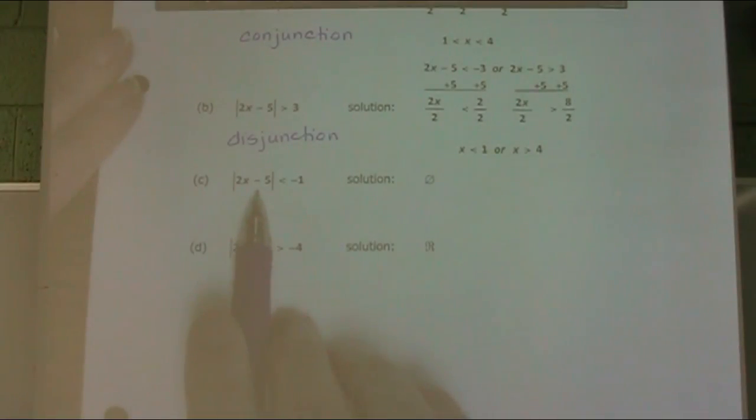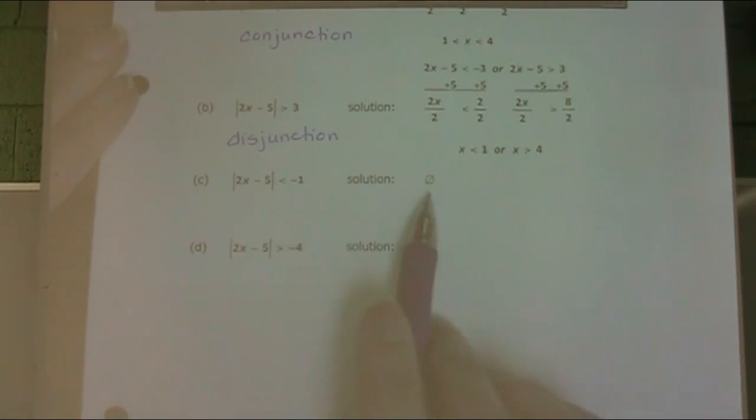In C, I have absolute value of 2x minus 5 is less than negative 1. Remember, any absolute value less than a negative is no solution, no work to be done. Here I have absolute value of 2x minus 5 is greater than negative 4. Anytime you have greater than a negative, your solution is all real numbers.